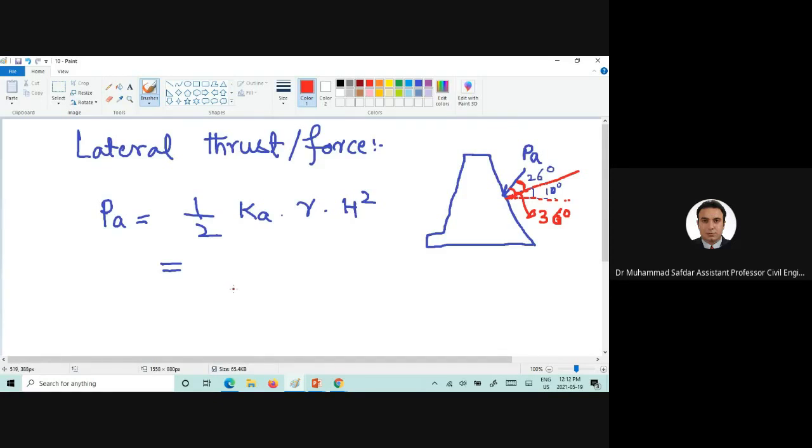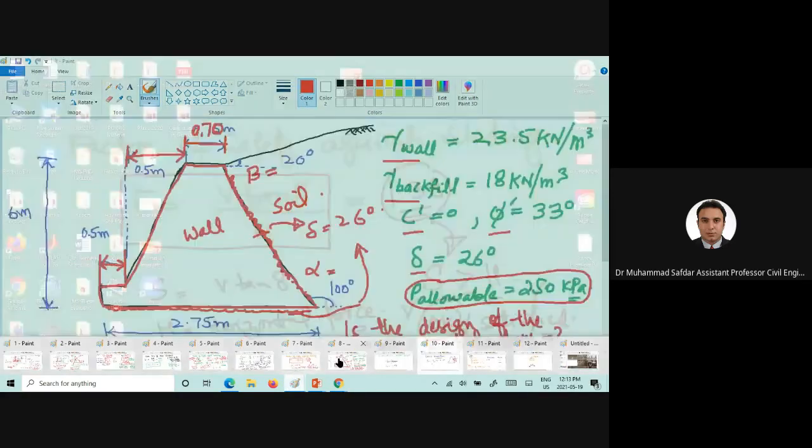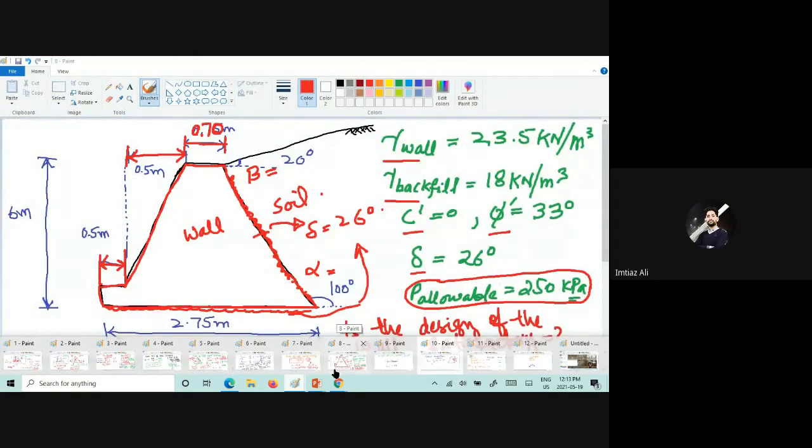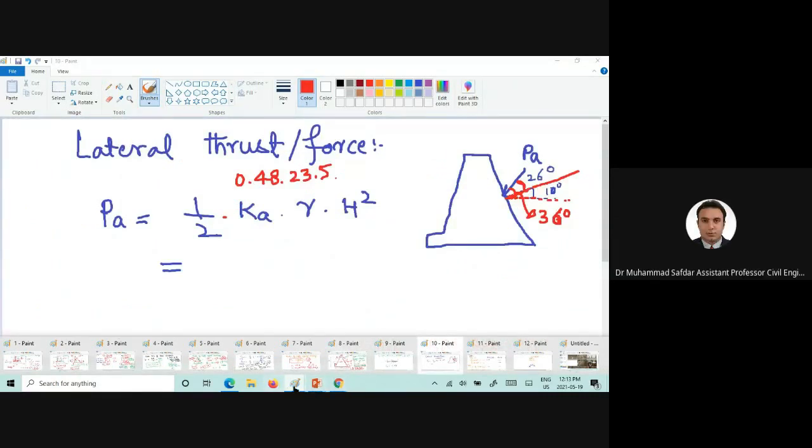So the lateral thrust, or the force: Ka is equal to 0.48. Gamma is 23.5. What's the value of the height of the retaining wall? What's the value of the height of the retaining wall? It's 6.5 meter. 6 meters.